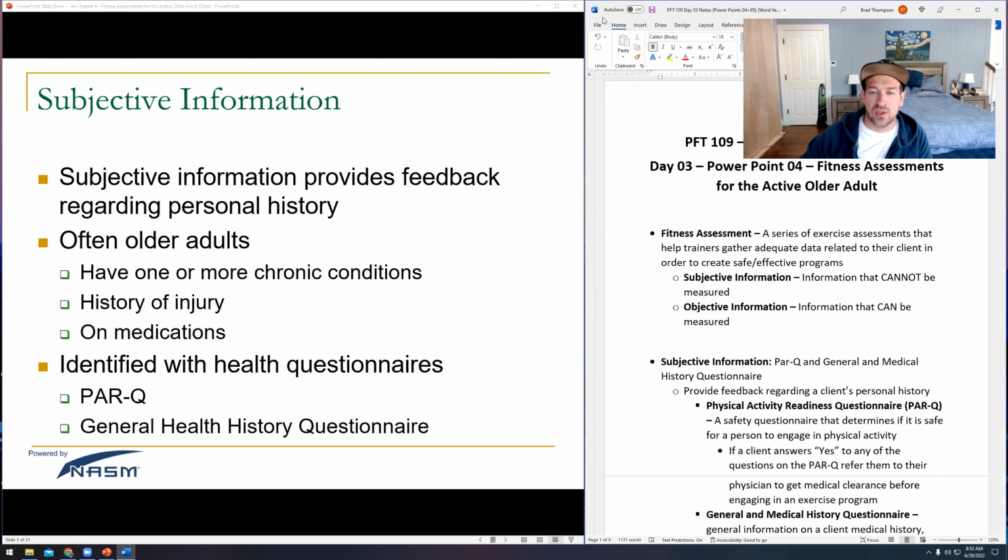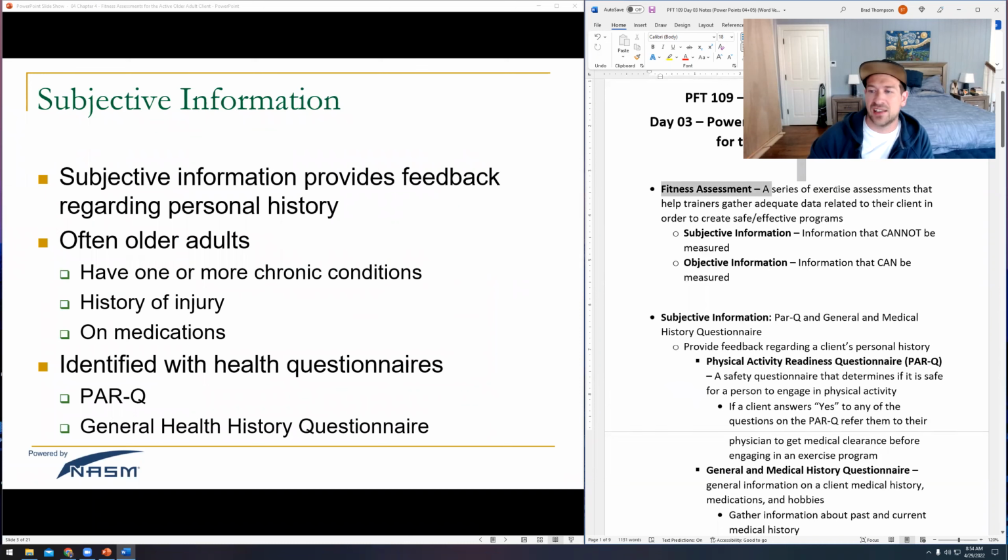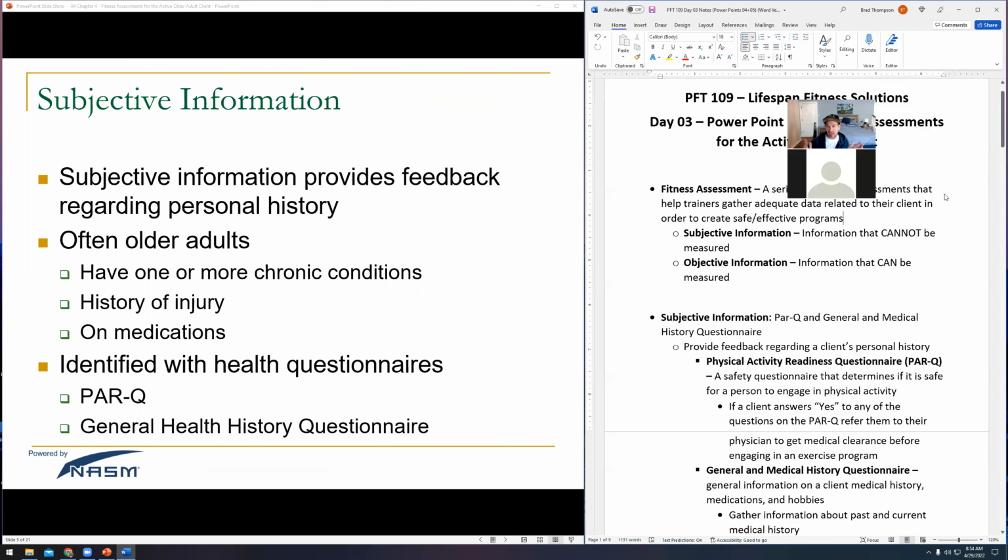So a fitness assessment, right? Let's give this definition before we get started here in looking at them specifically: it is a series of exercise assessments that help trainers gather adequate data related to their client in order to create safe and effective programs. The idea here is that you're administering a certain number of tests that you understand how to interpret so that you can figure out everything there is to know about your client specifically. Like how many times have you had friends ask you, hey, I've had this ache and pain, do you know what I should do about it?